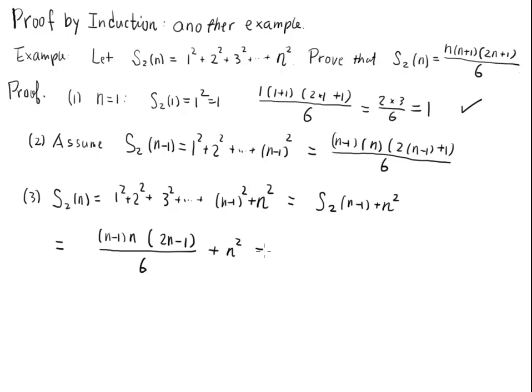Again, we are going to use the common denominator 6 over here. So what we have over here is 6, and (n minus 1) times n, and times (2n minus 1), and then we have 6n squared. Pull out a common factor n, then we have n over here, and what we have is (n minus 1) and times (2n minus 1), and then we have plus 6n. That's what we have over 6.